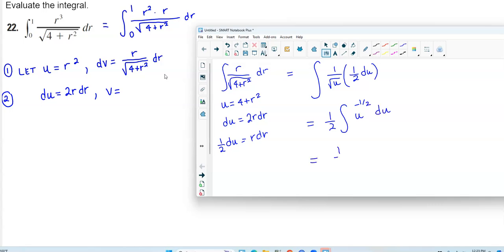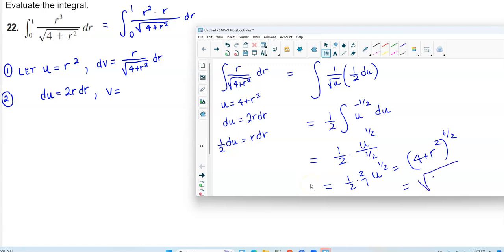And then we know that the antiderivative is u to the 1/2 over 1/2, which is the same thing as 1/2 times 2 over 1 u to the 1/2. And we know that u is 4 plus r squared to the 1/2. So now that's what we're going to substitute for v. And so v is going to be the square root of 4 plus r squared.